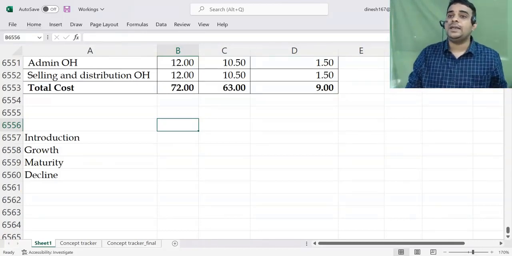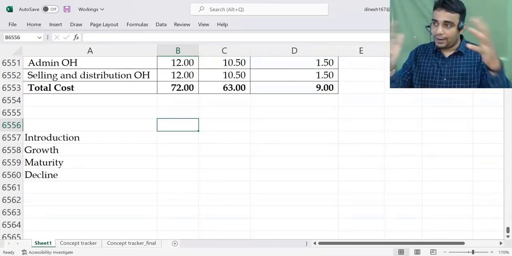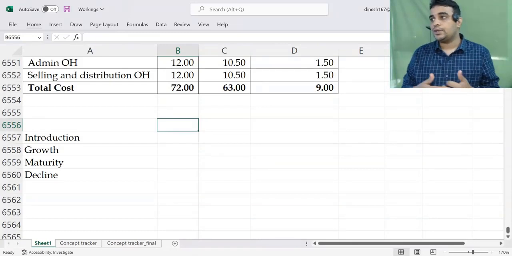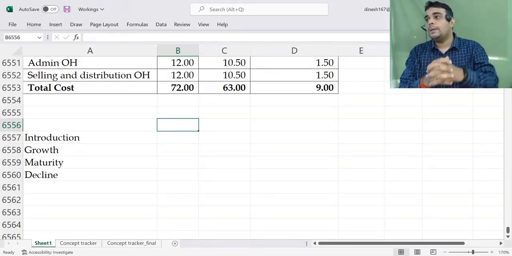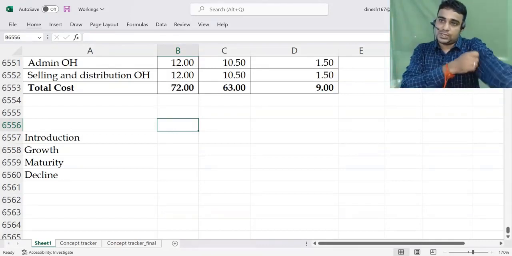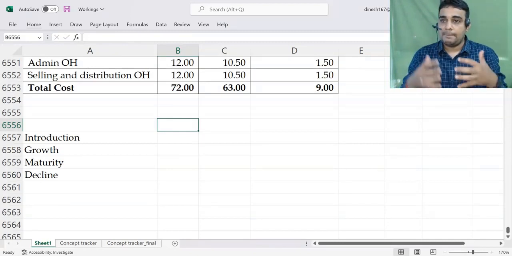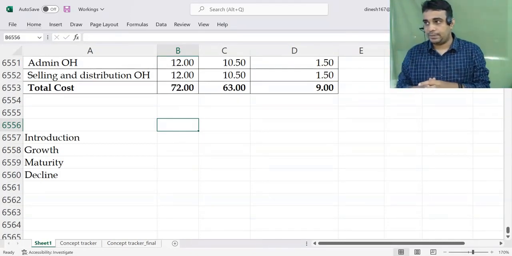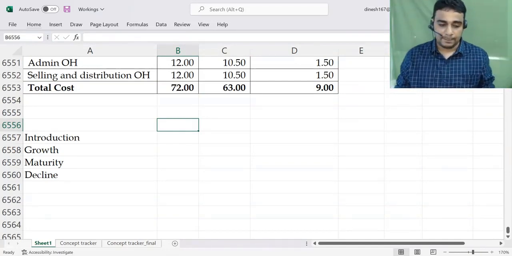Maybe in the maturity and decline stage, I'll focus more on cost reduction, because at that stage my product is well known in the market, so doing advertising is not going to help. Also, my product could be available in many stores, so maybe the focus area will undergo changes. So the strategy implementation can change based on the market situation. Based on the market situation, you can bring about a change in the strategy of the company.